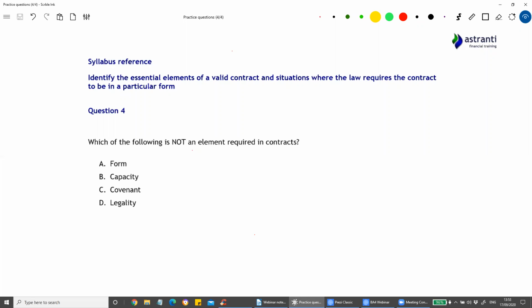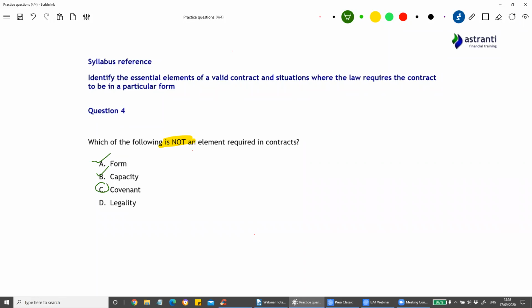So it's question 4. And we've got a nice simple question here. Which of the following is not an element required in contracts? So, which element is not required in contracts? Well, we know, don't we, that form is, capacity is, covenant. What's a covenant? We didn't just do that. So this is a possible correct answer.